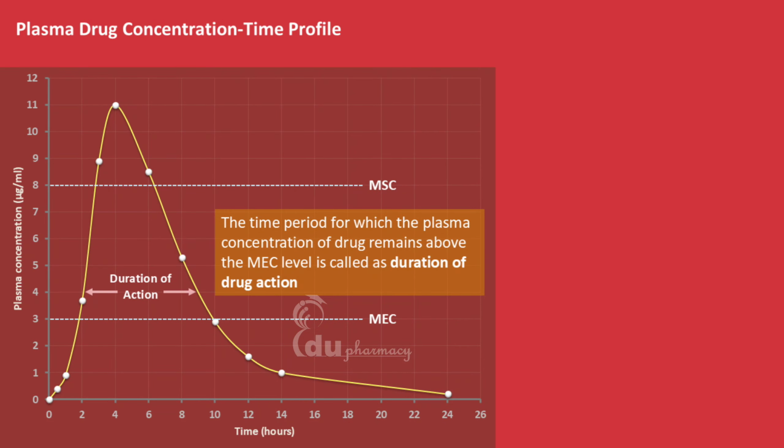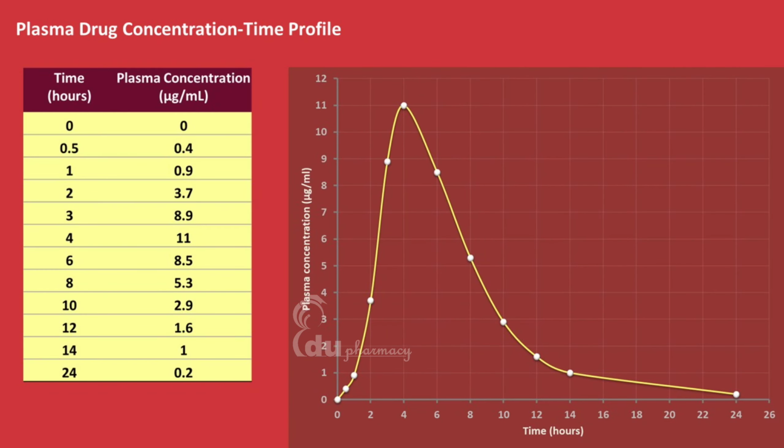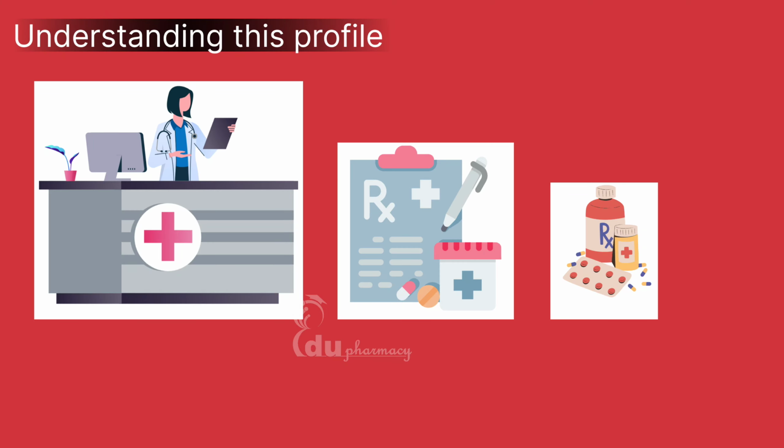To summarize, the plasma drug concentration time profile provides critical insights into drug behavior in the body. Understanding this profile helps pharmacists and healthcare professionals optimize dosing regimens, ensure therapeutic effectiveness, and minimize toxicity.